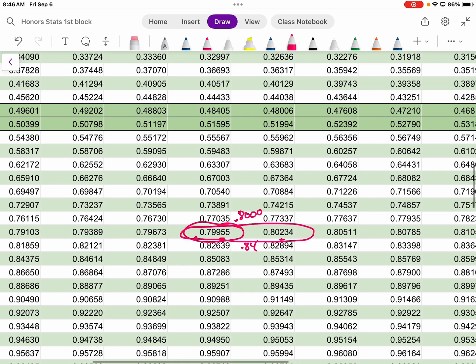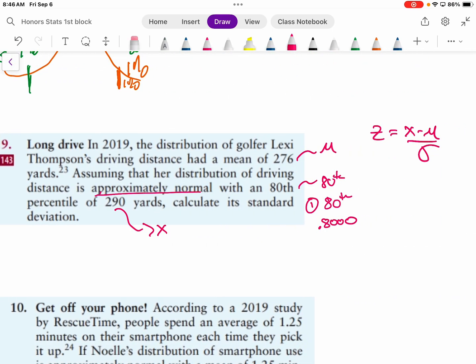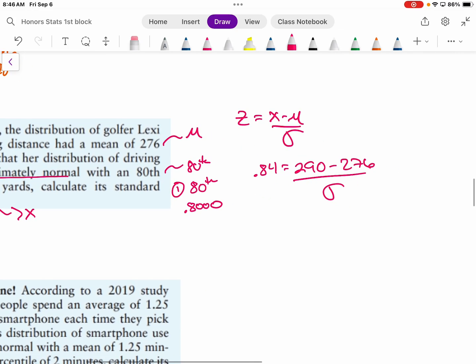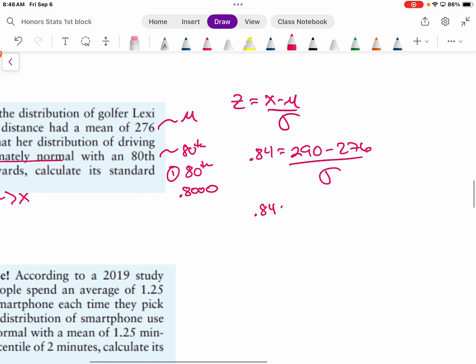So we'll go back over into our little notes. And we know our z-score is 0.84. That's equal to, my x is 290. I know the mean is 276. And then I'm trying to find the standard deviation. So we can go ahead and subtract what's on top. So we can go ahead and say 0.84 is equal to, what is that, 14? 14 over the standard deviation.